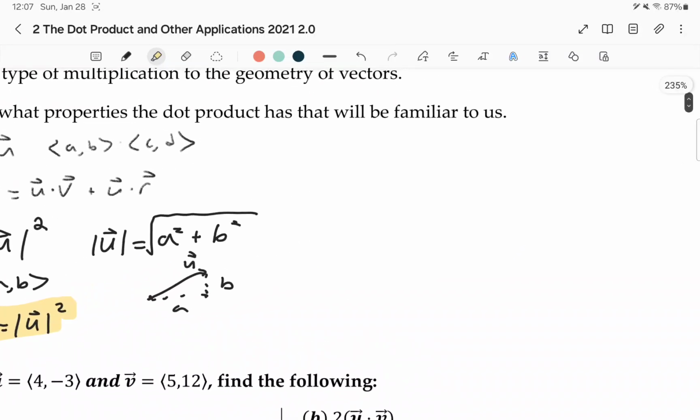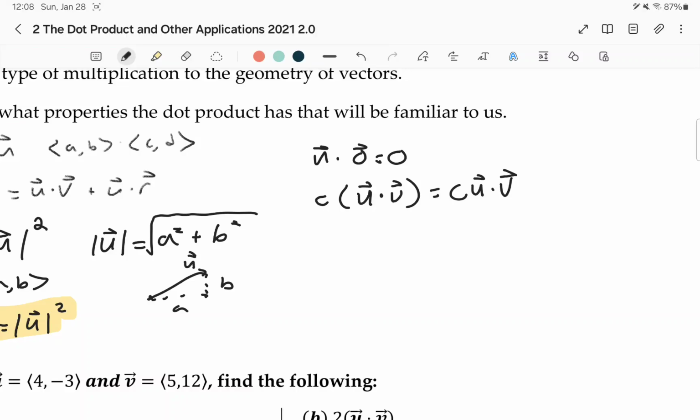And some more basic ones would be, if you multiply a u vector times a 0 vector, so just a point, you get 0. And you can also do multiplying by scalar quantities. So if you had c times, actually times, not dot producting, u vector dot product v vector, this gives the scalar c times u dot v. So c is the scalar.